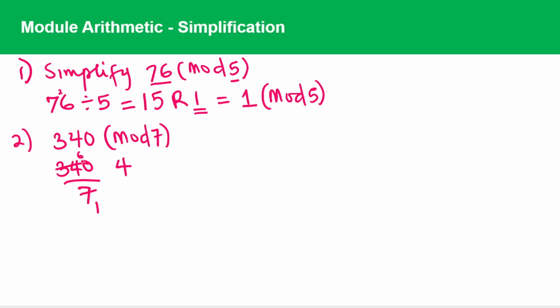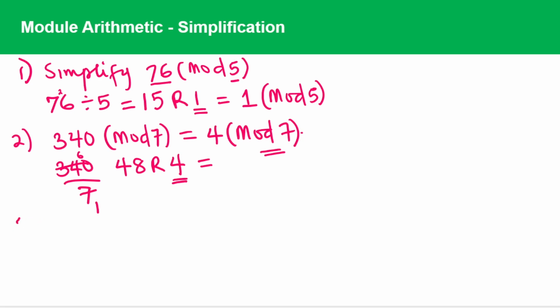7 in 60 will give us 8. 7 times 8 is 56. So we'll have a final remainder of 4. This final remainder, or residue, is our answer. Therefore, 340 mod 7, when simplified, is the same as 4 mod 7. So this is how you simplify positive numbers in any given mod.